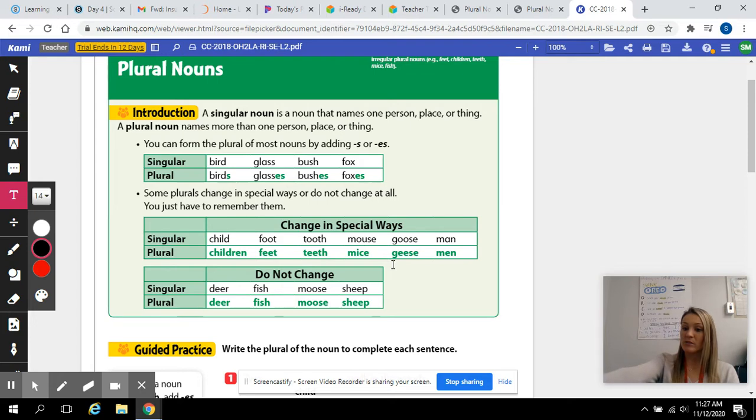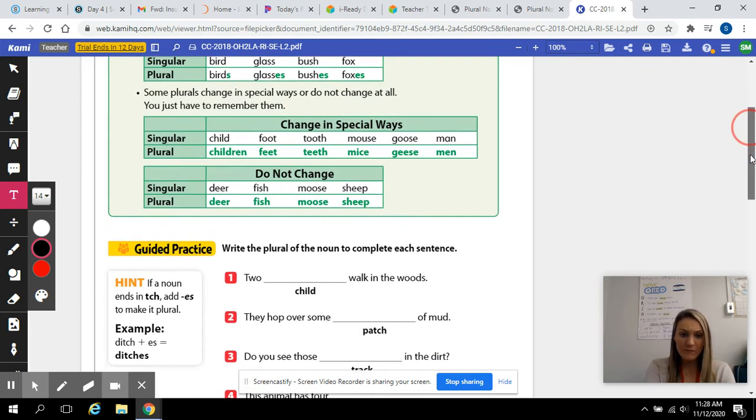Look at all those mouse, or to make it plural, look at all those mice. There are goose in the sky. Plural would be, there are geese in the sky. And then look at all those man. To make it plural, it would be look at all those men, okay?